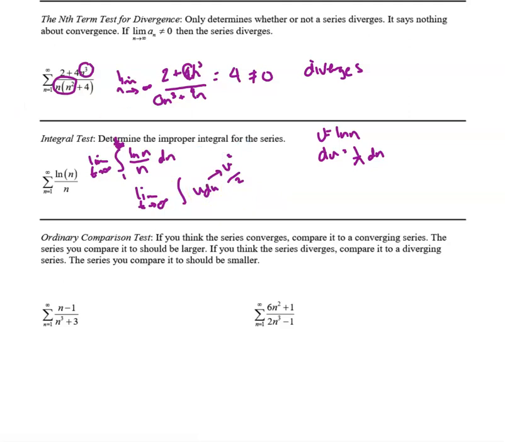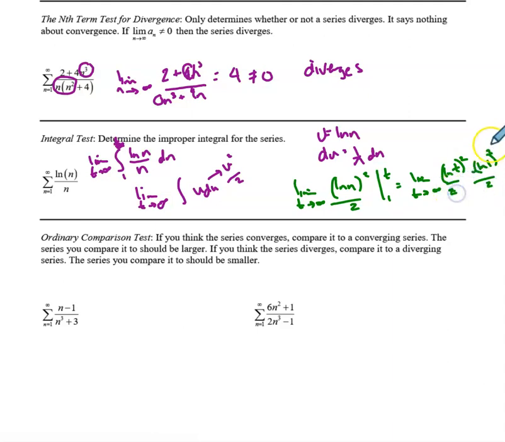And so now I'm going to sub back in and rewrite this integral in terms of n. So I have the limit as t goes to infinity, and I had u squared over 2, which is really just the ln of n squared over 2, and I'm evaluating that from 1 to t. Now when I plug in t, I need the limit as t goes to infinity again of the ln of t all squared over 2 minus the ln of 1 all squared over 2.